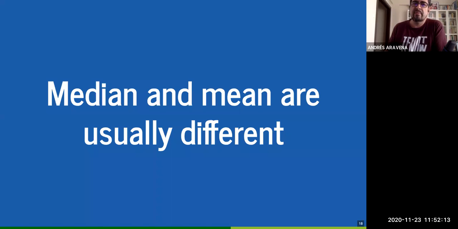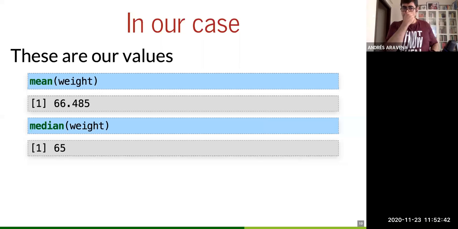Keep in mind this: median and mean are usually different. There are very few cases in which these two numbers are the same. Fortunately, you have to always get both, because if they are the same, it's good that they get the same number. But typically they are different, and there is a reason why, and I'm going to explain in a minute. In our case, you get these numbers. This is the mean of the values that we have, and this is the median. And you see they are similar, but not exactly the same.